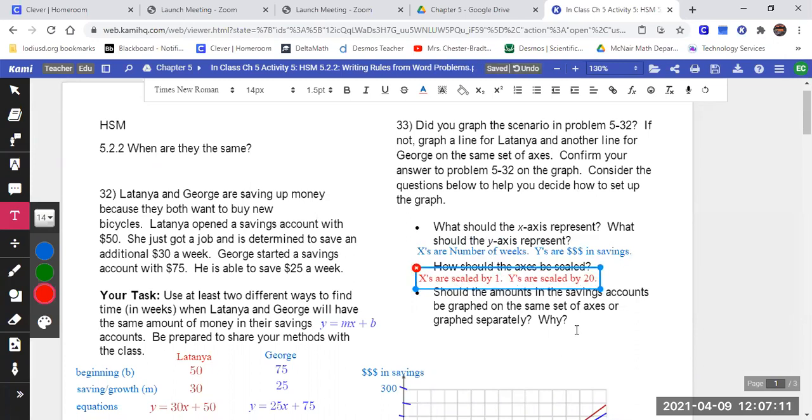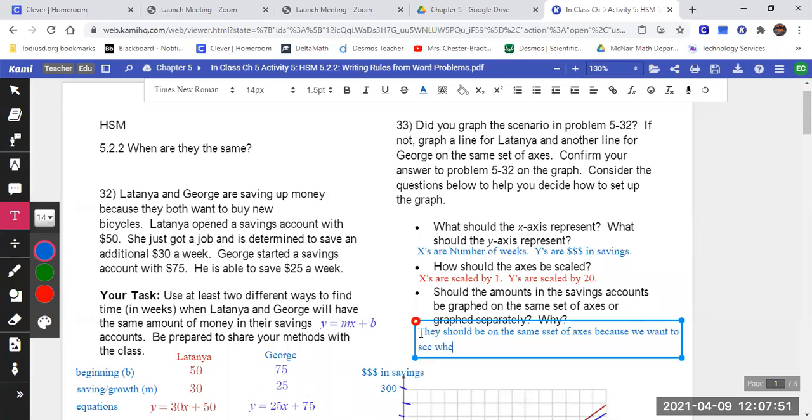Should the amount of savings be graphed on the same set of axes or separately? Now, if we're trying to find out where they're crossing, we need them on the same set of axes, right? And we were doing that. They should be on the same set of axes. I'm just using the words right there. Because we want to see where they cross. Because where they cross is where they're the same.